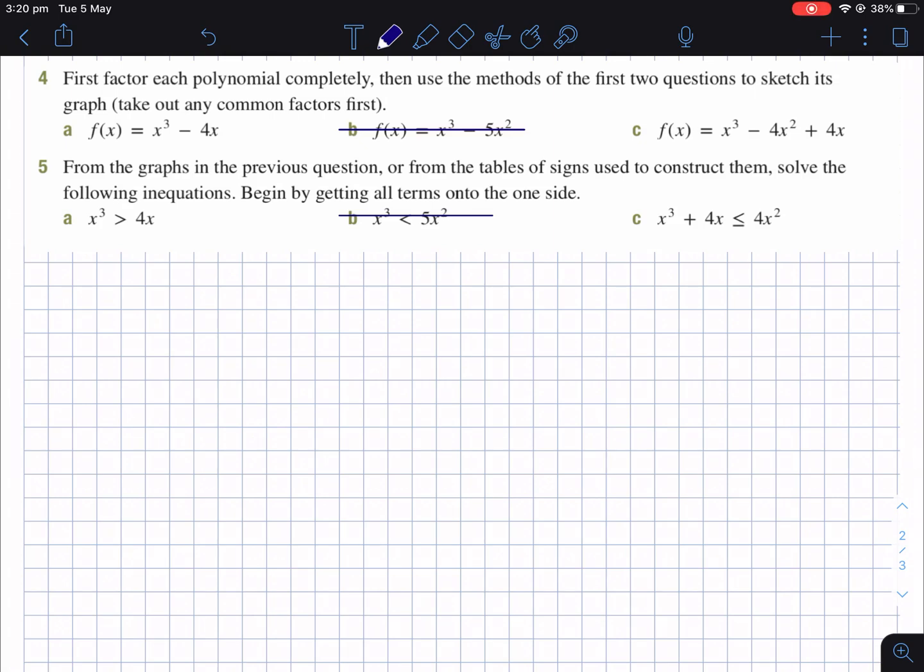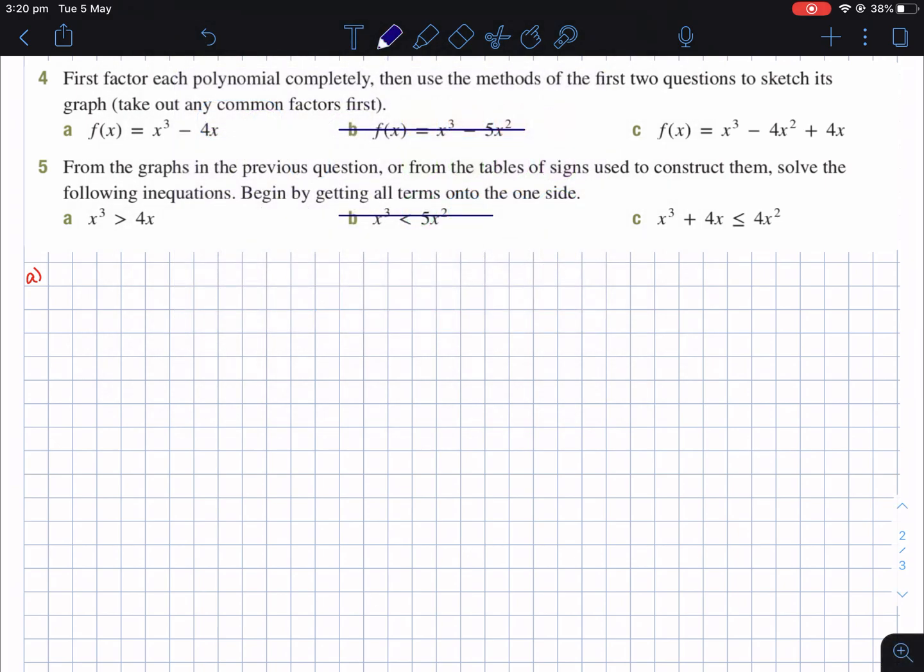All right, now question 4 and 5, they're very much linked. 4 is literally just getting us to find the zeros. And then we're going to graph it, but that's just for practice. And then question 5 is going to get us to use tables or from the graphs to solve the inequations. So let's start off with A.